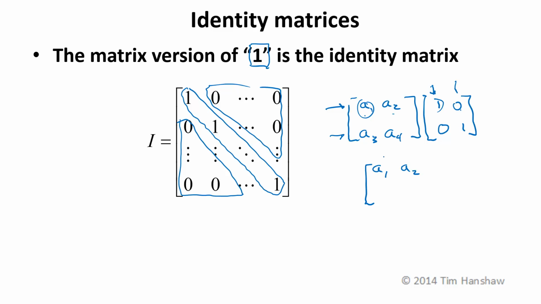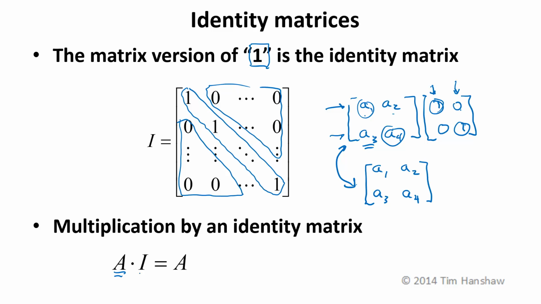Second row, first column is A3 times 1 plus 0 times A4. And finally, second row, second column is just A4 times 1 plus A3 times 0. And I get the original matrix back. So any matrix multiplied by an identity matrix gives the original matrix back.